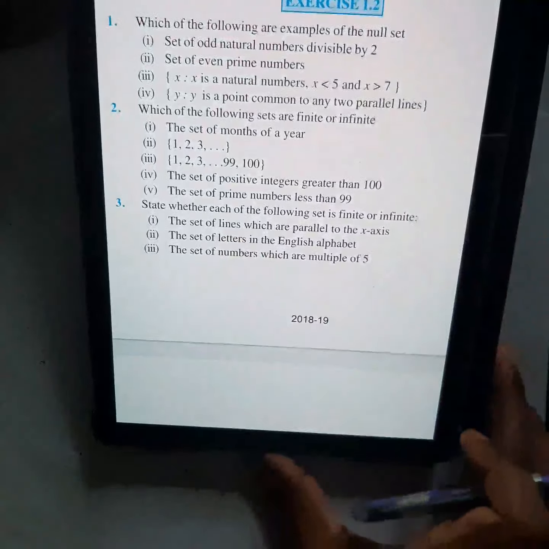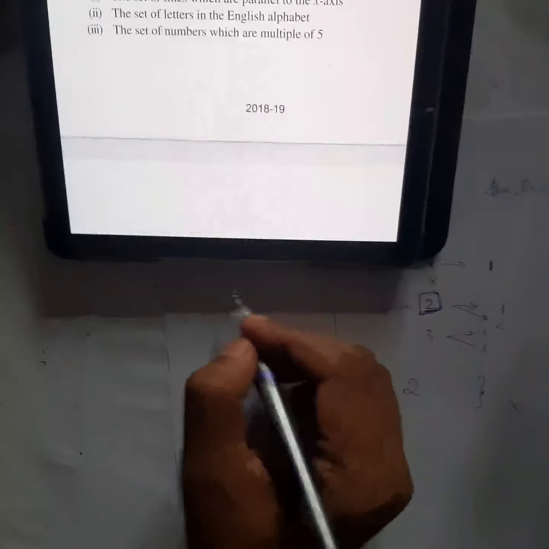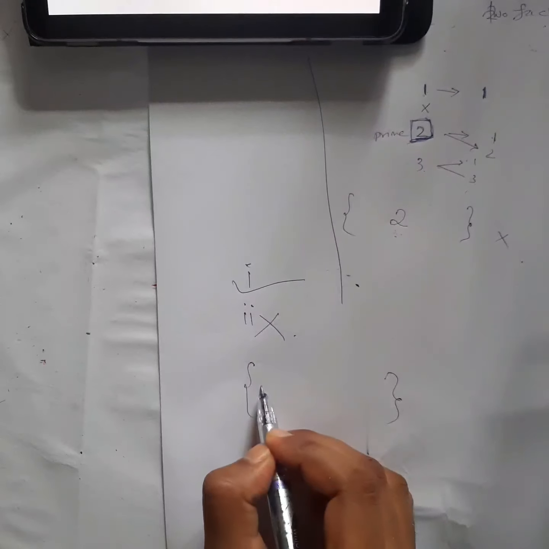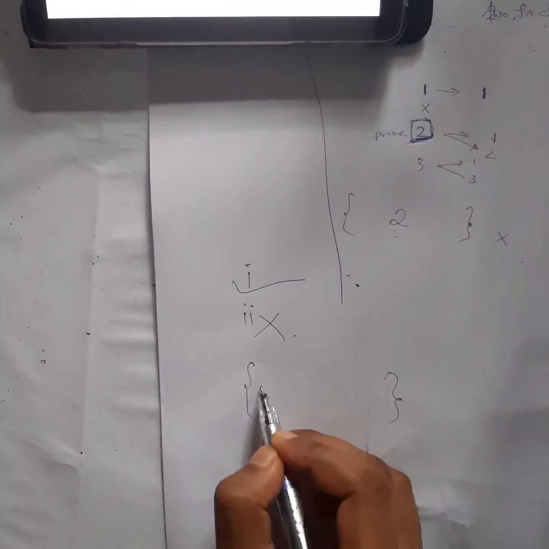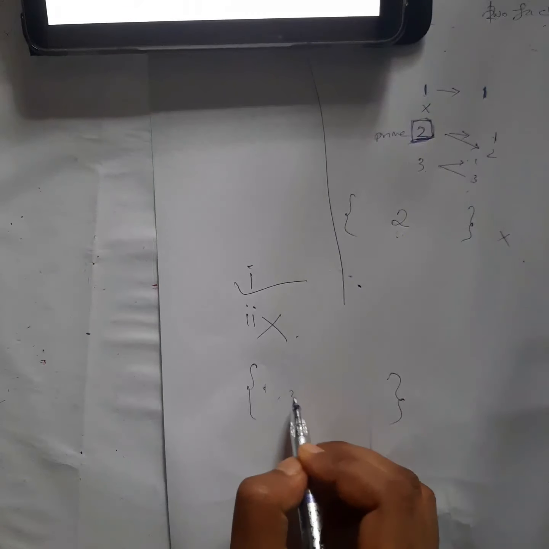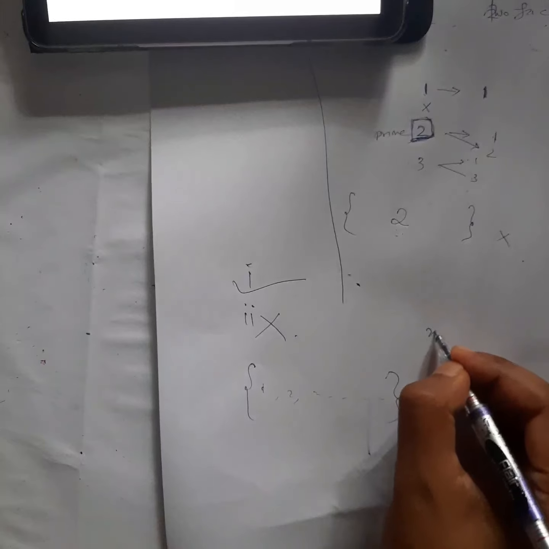The reason is, see here carefully, they have said it is a set of elements where the element is x. Now what is x? X is a natural number. If I stop there, the elements will be 1, 2, 3, 4, 5, 6, and it will go on. Now what restriction have they given? X is less than 5 and x is greater than 7.